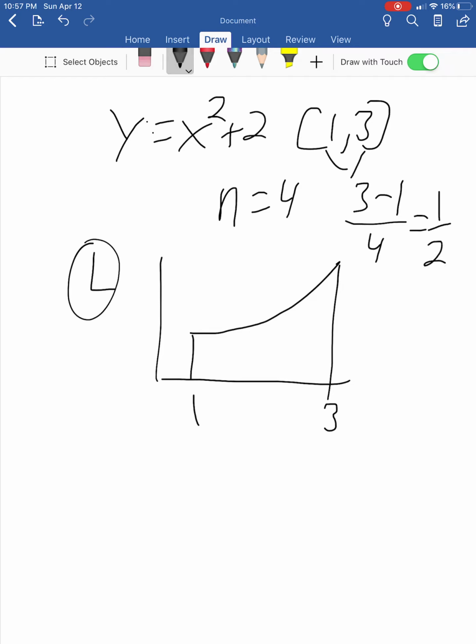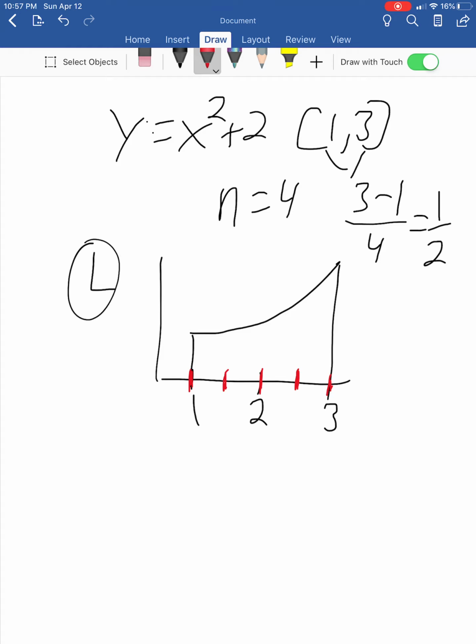So that reduces down to 1/2. So each rectangle is going to have a width of 1/2. And there was 2 right there. So 1, I'll use a different color. We got 1, 1.5, 2, 2.5, and 3. So I can have 4 equally spaced rectangles.